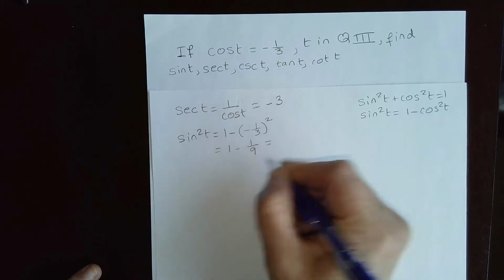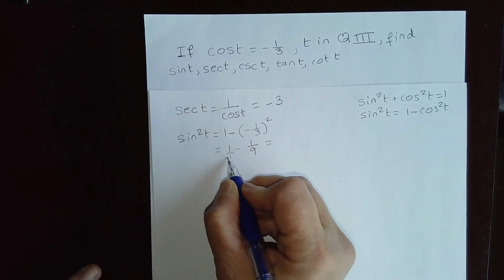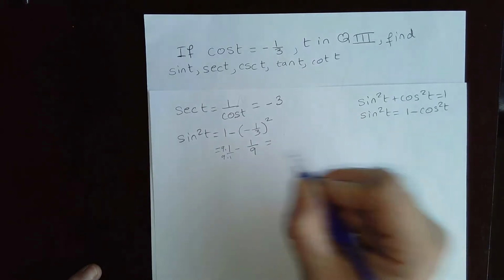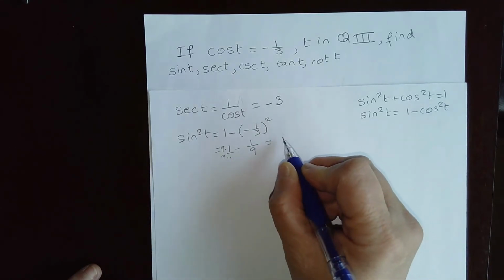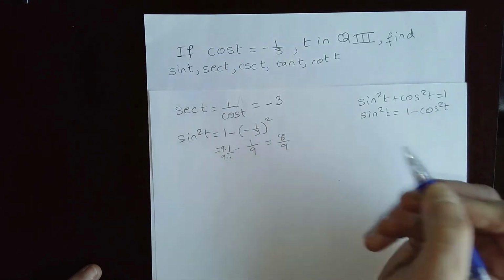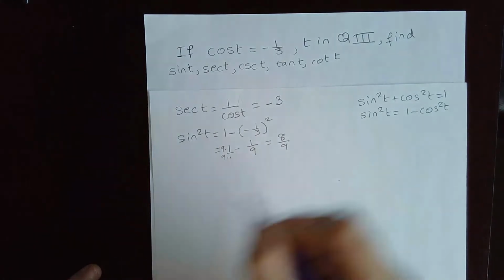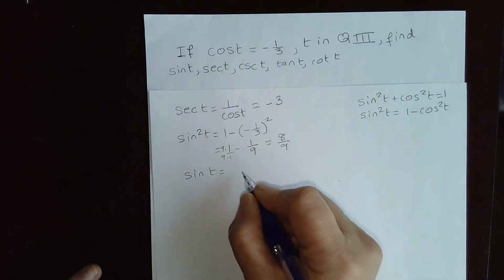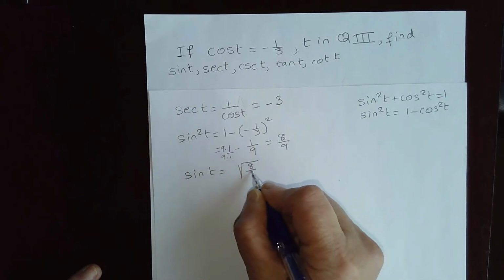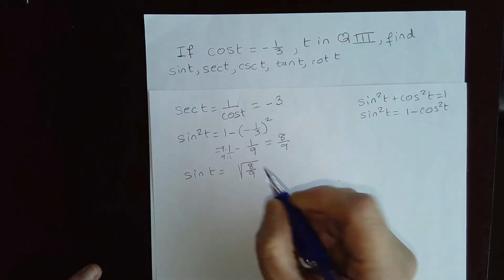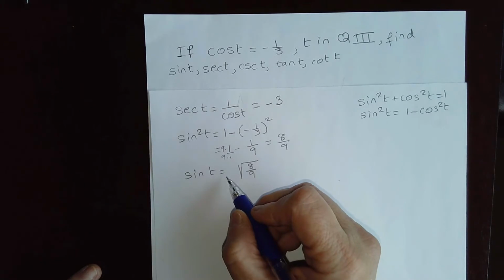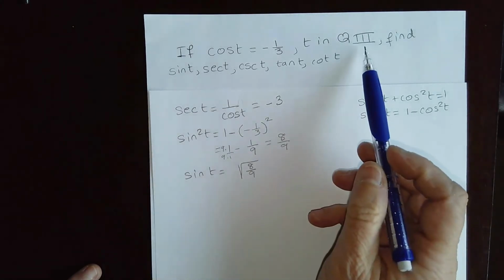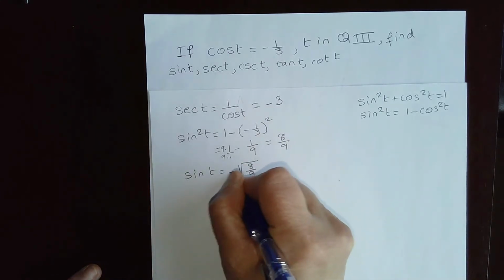LCD is 9. You multiply here by 9 and here by 9. You'll be left with 9 minus 1, which is 8/9. So sine square is 8/9. That means sine t is plus or minus square root of 8/9. But we already know that sine in quadrant 3 is negative. So that's going to give me negative here.